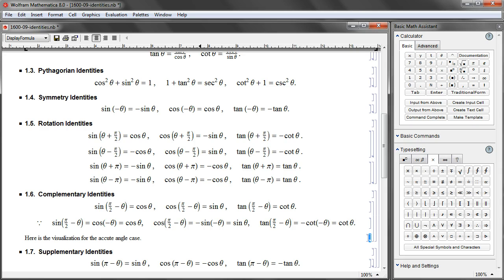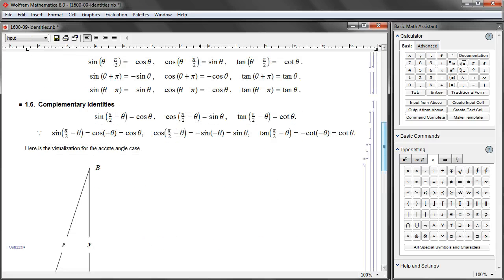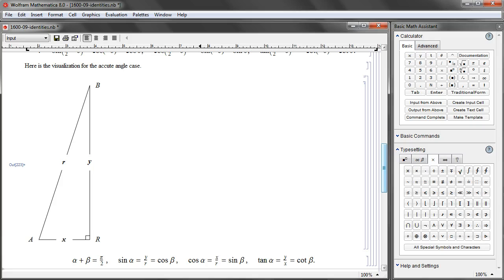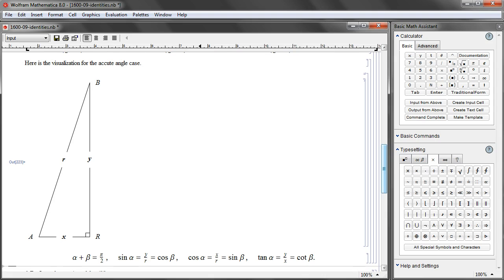But an even better way to visualize those will be through geometry, actually. As you can see, let alpha and beta be the angles for A and B, and they must add up to 90 degrees, pi over 2. And sine becomes cosine, cosine becomes sine by simply changing the viewpoint. It's clearly visible here in this acute triangle case.